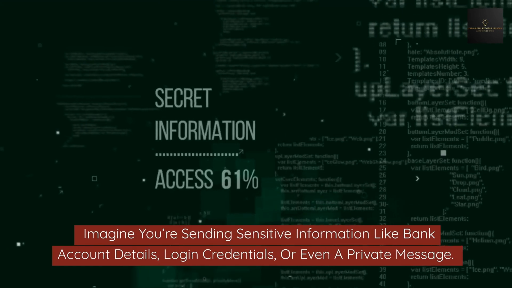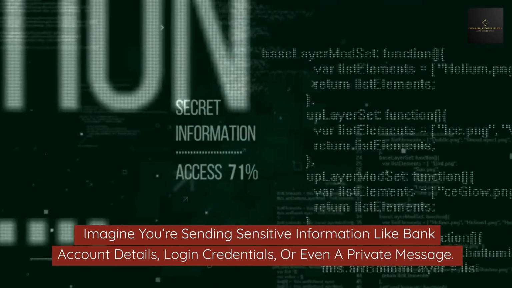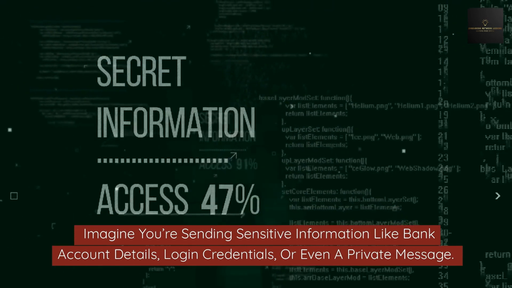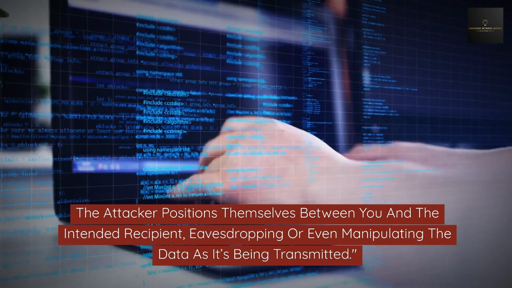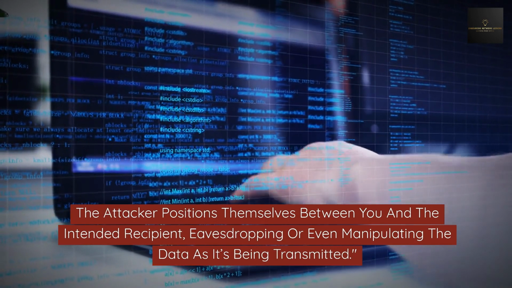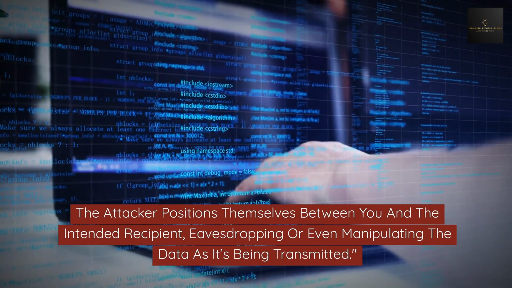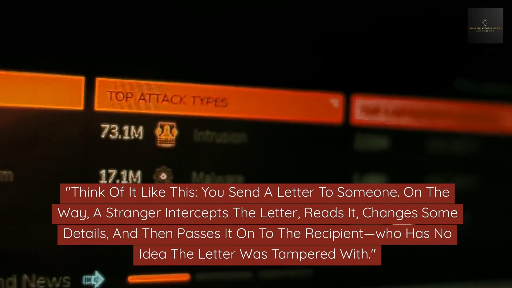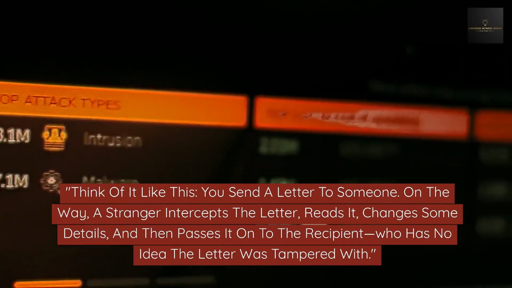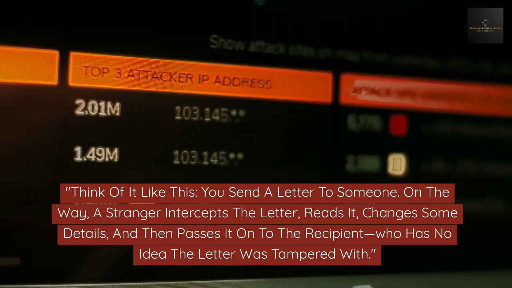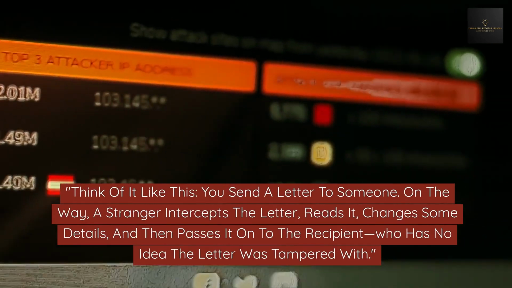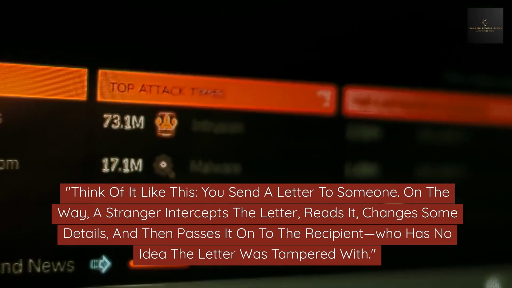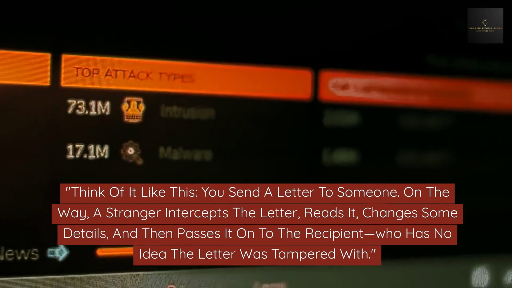Imagine you're sending sensitive information like bank account details, login credentials, or even a private message. The attacker positions themselves between you and the intended recipient, eavesdropping or even manipulating the data as it's being transmitted. Think of it like this. You send a letter to someone. On the way, a stranger intercepts the letter, reads it, changes some details, and then passes it on to the recipient, who has no idea the letter was tampered with.